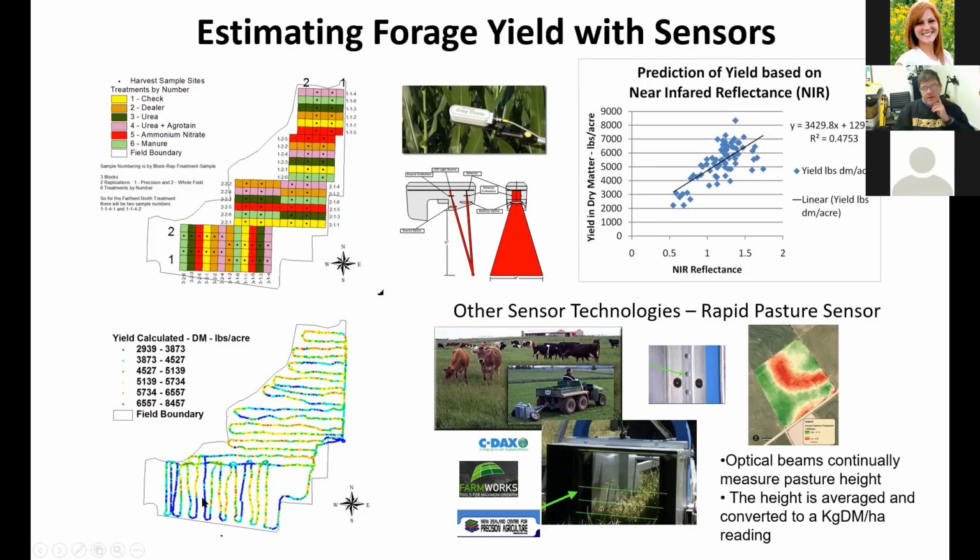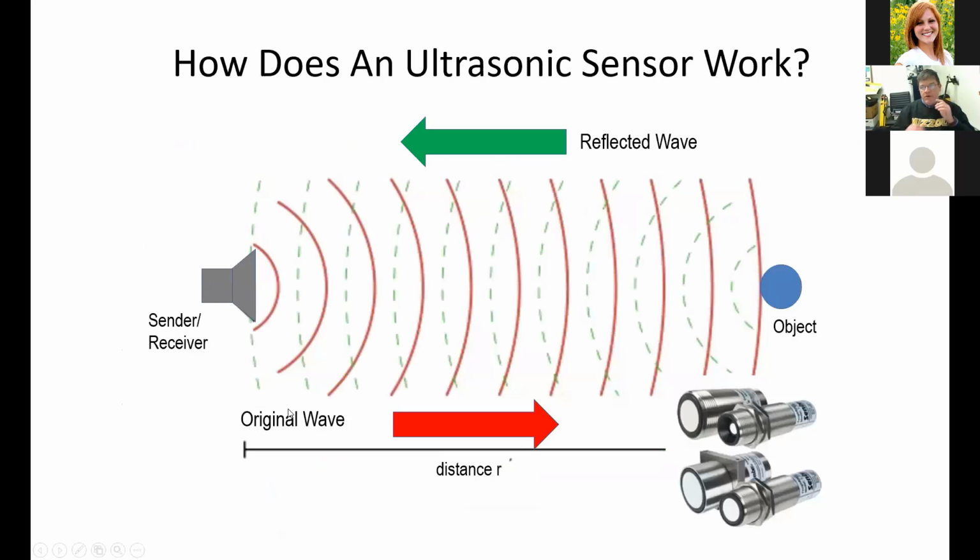And you can see that we were able to make a yield map, and it was based upon treatments that we had out there in this particular field. So we had some promising results, though that wasn't super correlated. So we moved on.